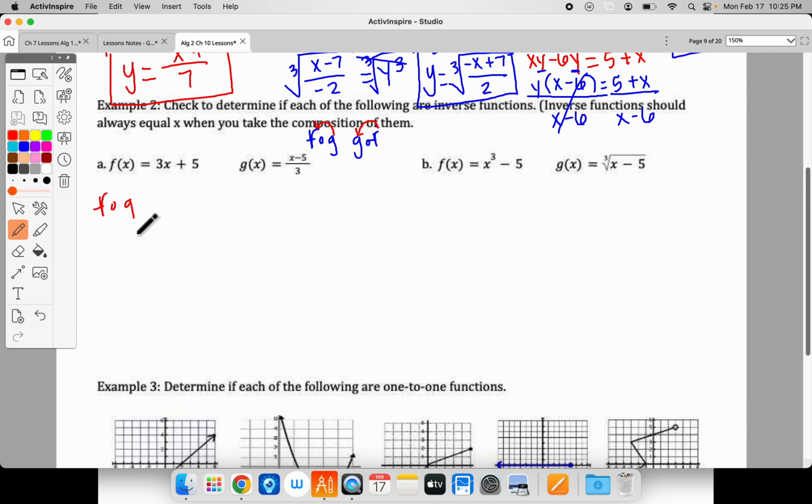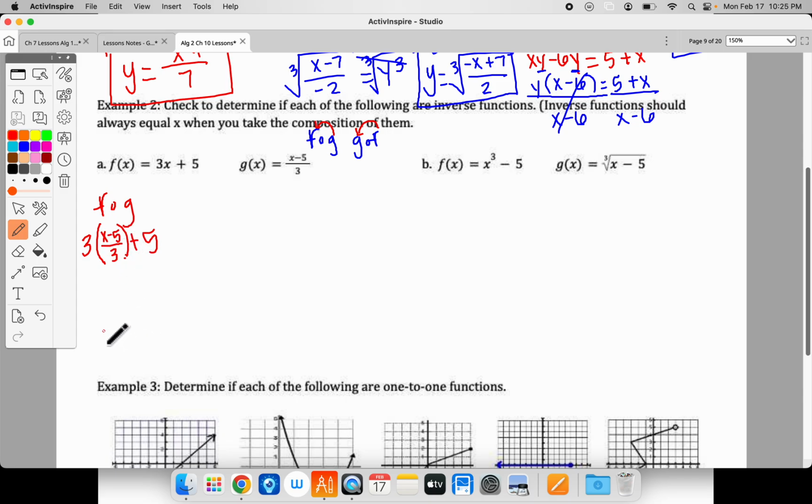So I'm going to look at f of g first. So for f of g, I'm going to take 3x plus 5, but instead of x, I'm going to plug the g equation in. So I'm going to take that x out. Ooh, didn't save myself room to write. And I'm going to put the g equation in there.